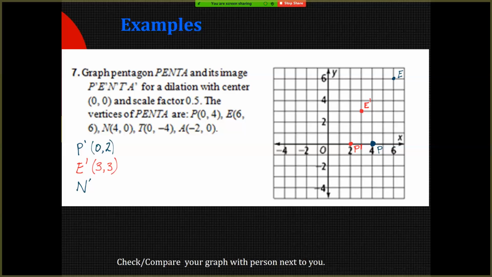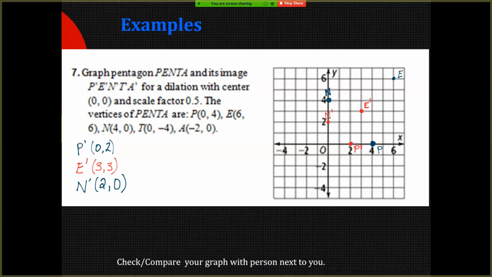To find N, I'm going to 4, 0. 4, 0 is up here, and I'm going to label it N. To find N prime, I'm going to take those two vertices and I'm going to multiply them by 0.5. So 4 times 0.5 is 2, and 0 times 0.5 is 0. So N prime is going to be located at 2, 0, again labeling it N prime. Two more.